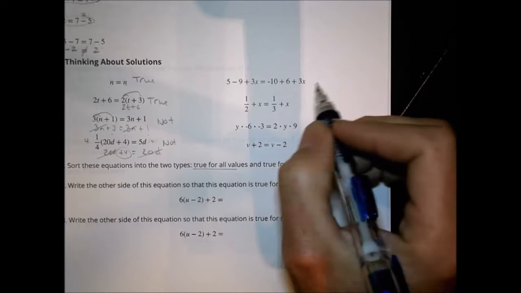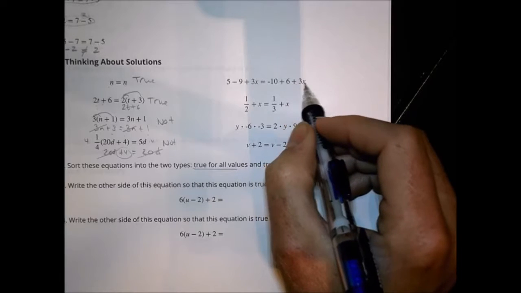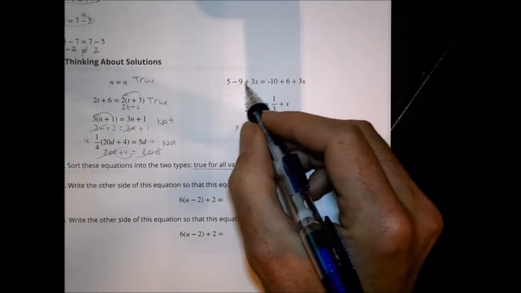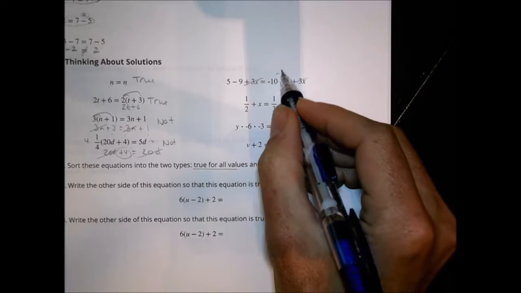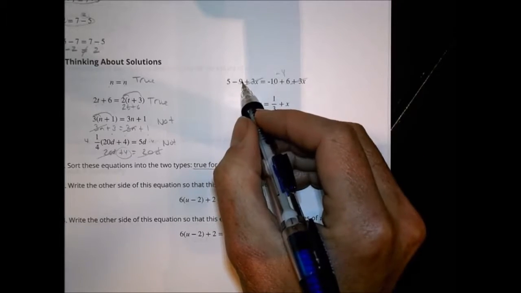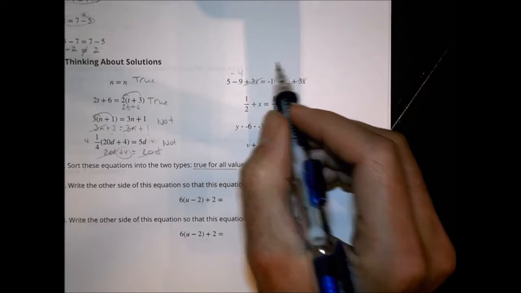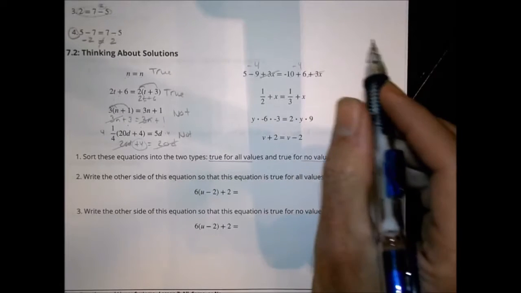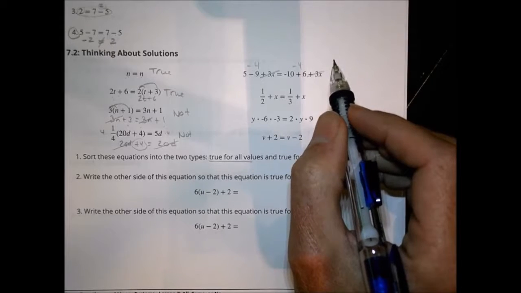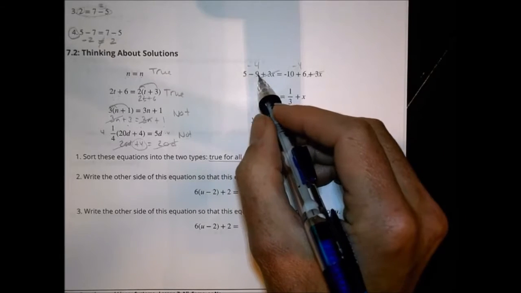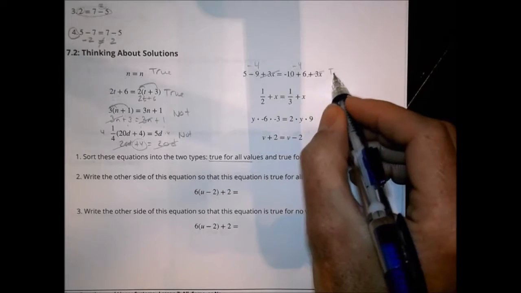On this next one on the top here, we have 5 minus 9 plus 3x and negative 10 plus 6 plus 3x. Again, the 3x's cancel each other out. So you're left with negative 10 plus 6, which is negative 4. And 5 minus 9 is a negative 4 as well. So we have negative 4 plus 3x, and then negative 4 plus 3x. What am I missing here quick? 5 minus 9, negative 4, negative 10 plus 6, negative 4. So that looks like it would be true for all of them.